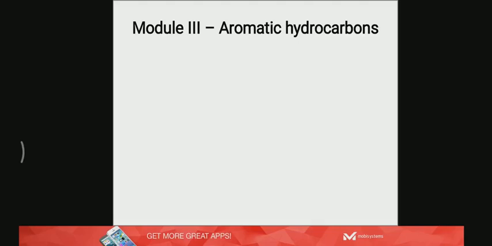Welcome all. Today we start another module, that is module number 3, aromatic hydrocarbons. This module mainly focuses on the IUPAC nomenclature of aromatic compounds, structure and stability of benzene, the most important member of the class, and then about the mechanism of the most important chemical reaction which aromatic hydrocarbons undergo, that is electrophilic aromatic substitution reactions. And finally, we have to discuss the concept of aromaticity.